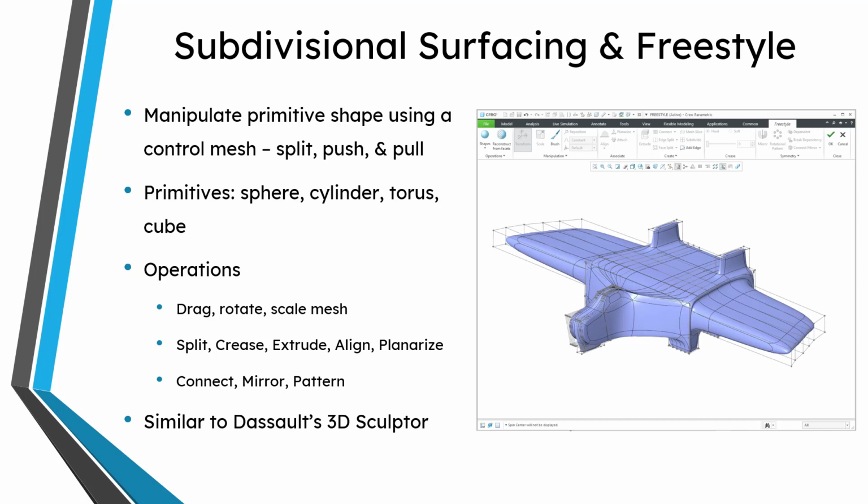Plus, you can do things in the mesh like add splits to faces and edges. You can increase the crease of your different edges in the geometry. You can extrude faces, you can align them and planarize them, and also you can connect different faces together. And you also have mirror and rotational patterns. We'll cover subdivisional surfacing in another video.